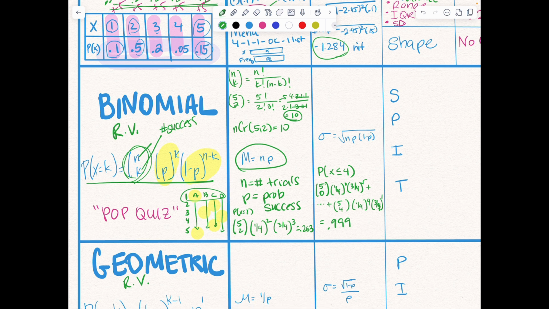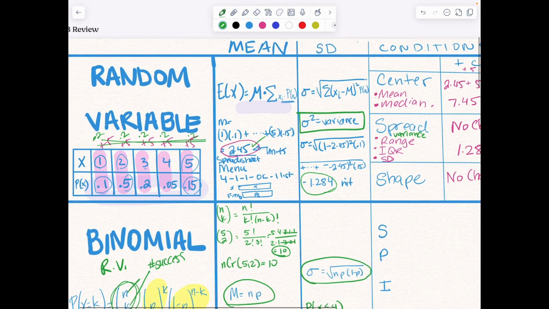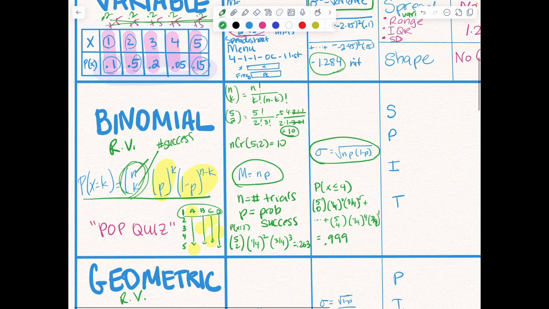Looking over here, I'm on my standard deviation section. My standard deviation is the square root of n times p times (1 minus p). And these are all on your formula chart. All 3 of these are in your formula chart, every single one of them, if you look under binomials.